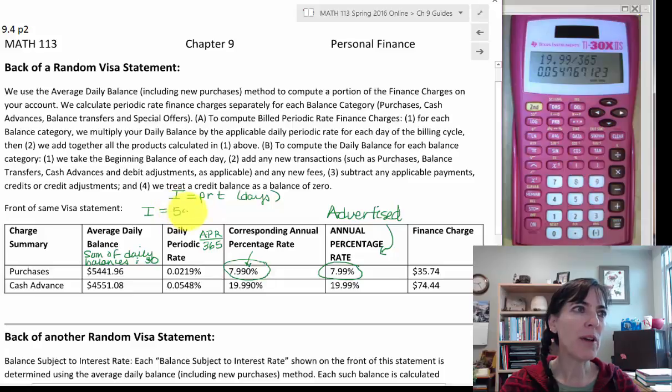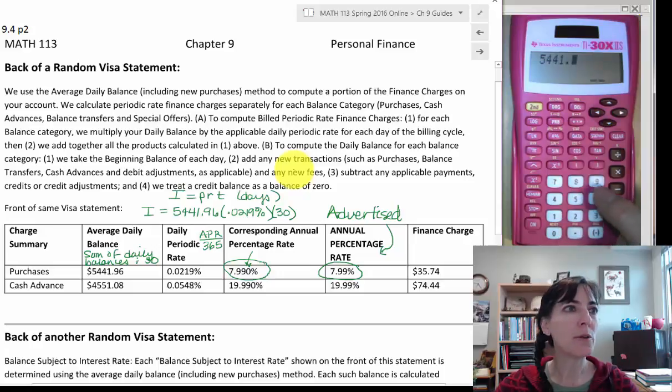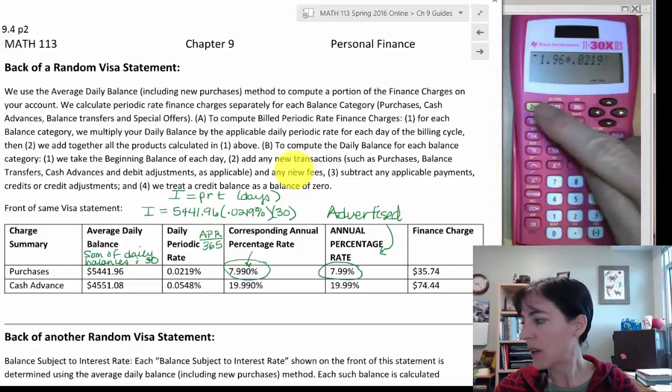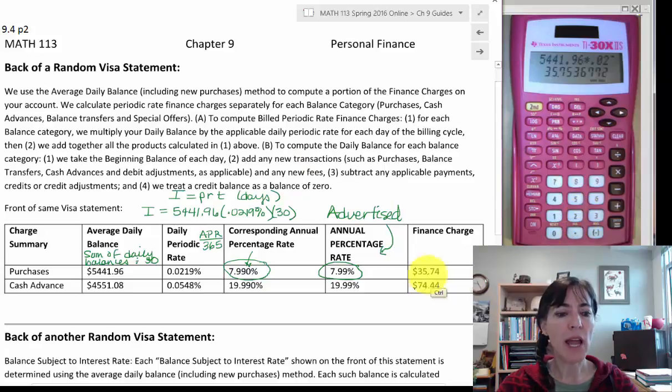So then we can do the interest for just the purchases. That'll be 5,441.96 times the rate, which is 0.0219%. And I'm making a big point about that. And then the days, remember for this credit card, I think it was 30, so we can check that out. So we'll put in 5,441.96 times 0.0219, and that was a percent, times 30. So we get 35.75, and they have 35.74.